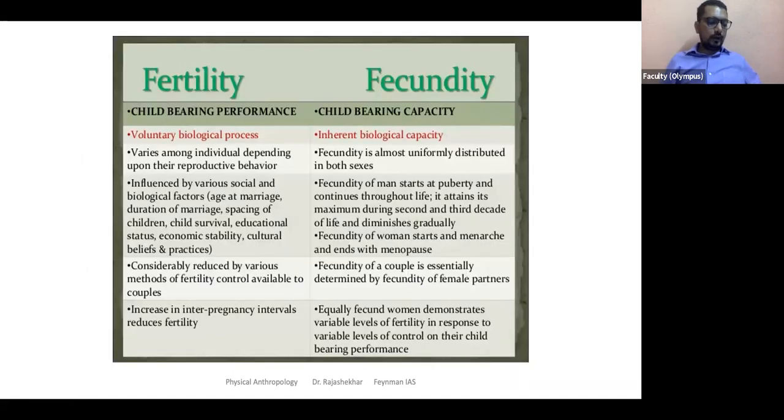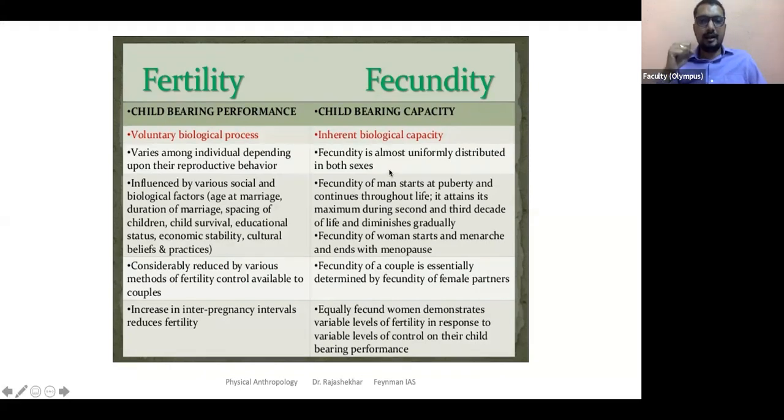Let me give you a few key differences between fertility and fecundity. Fertility is childbearing performance, as I told you. Childbearing capacity is fecundity. And the second, fertility is a voluntary biological process. It depends on the woman, what she wants to do, whether she wants to have children or not. Of course, biologically, genetically, hormonally there can also be differences. But fecundity is almost uniform.